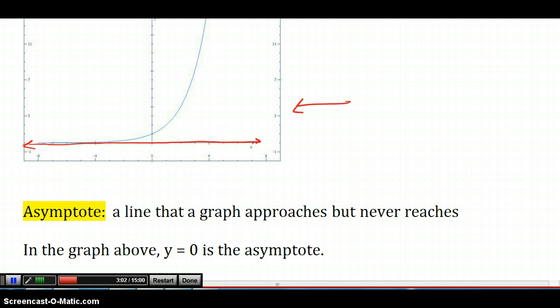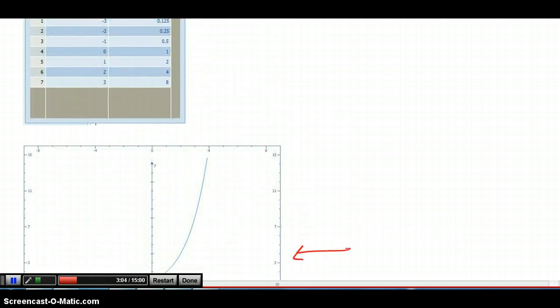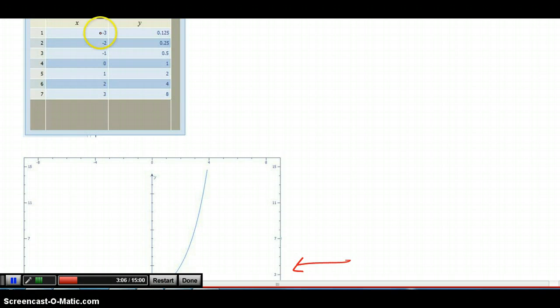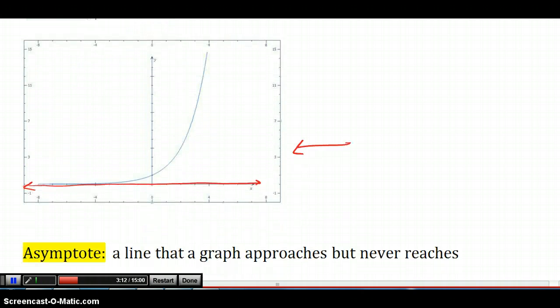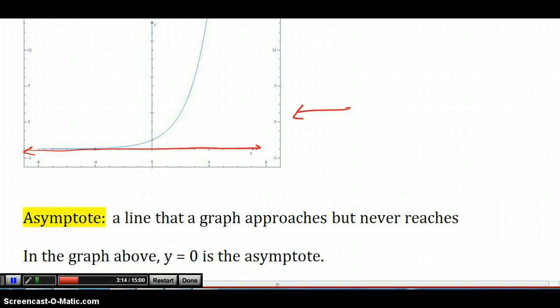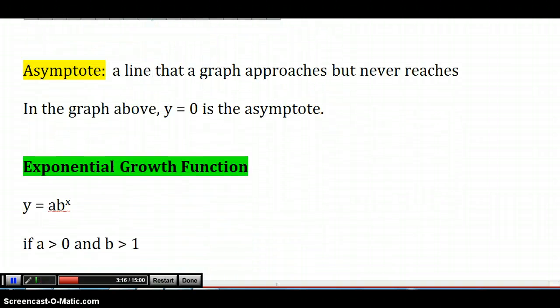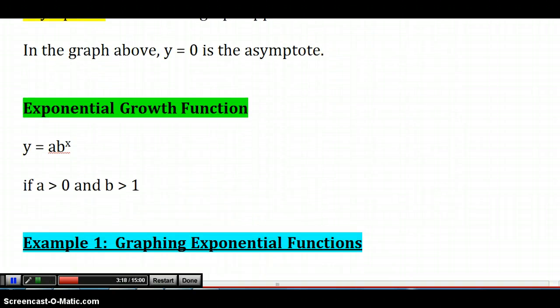We can also look back at our table. If I scroll back up a little bit, if we keep plugging in negative numbers, we're going to see that it gets really close to 0, but it never actually gets to 0. So that's what an asymptote is. So just briefly again, an exponential growth function looks like this: y = a times b to the power of x, where a is greater than 0 and b is greater than 1.